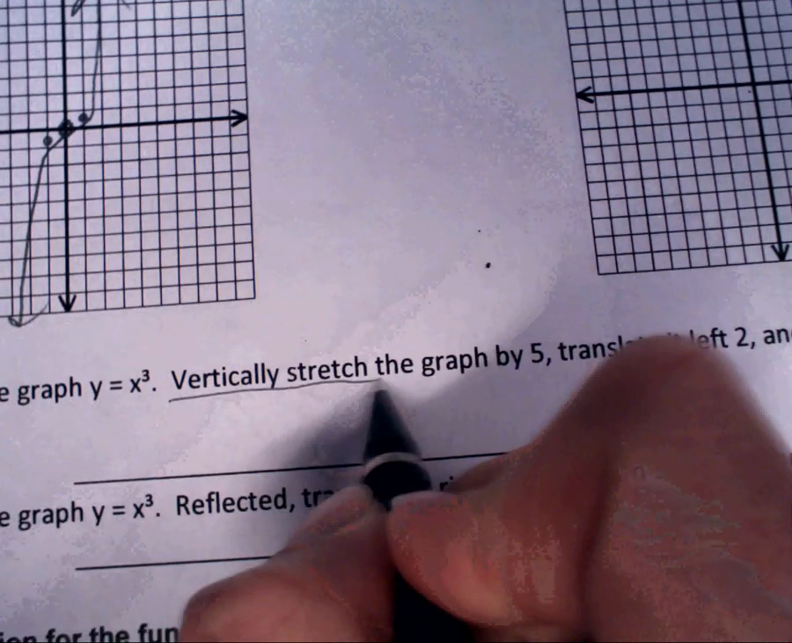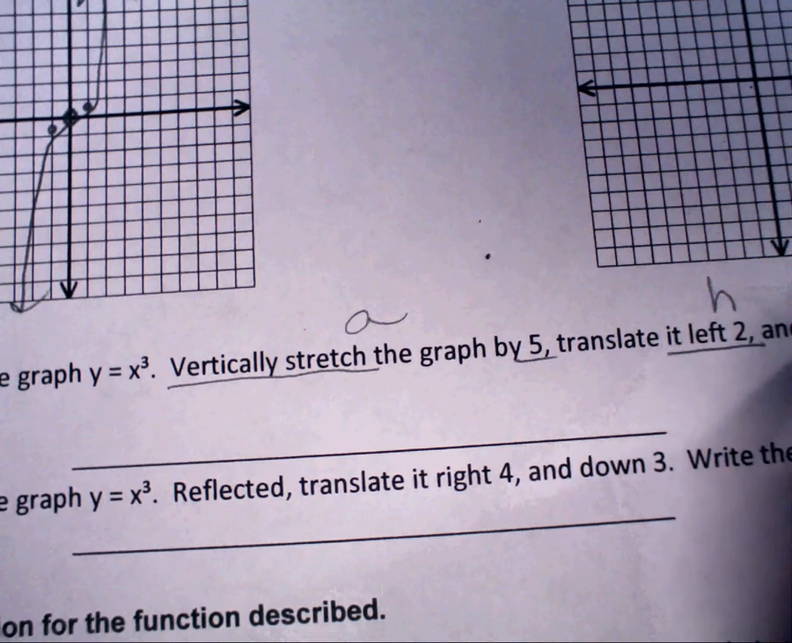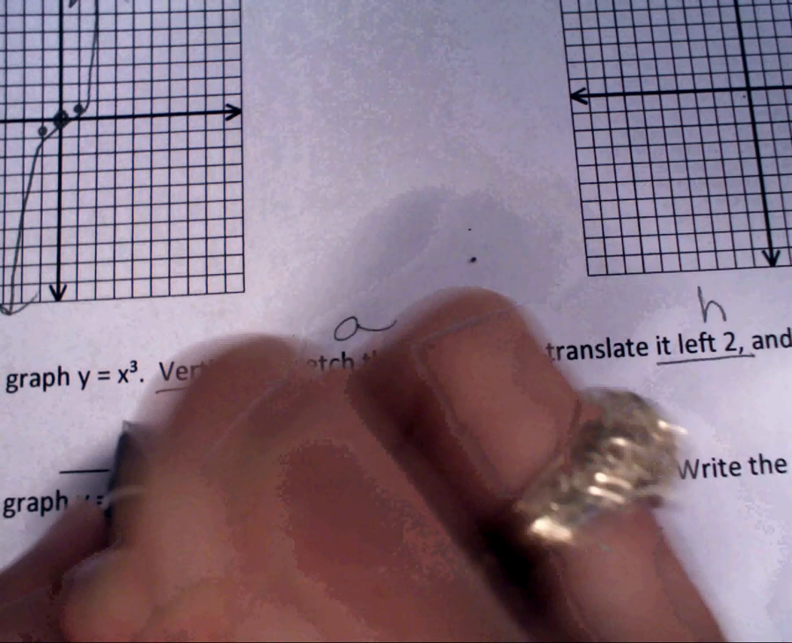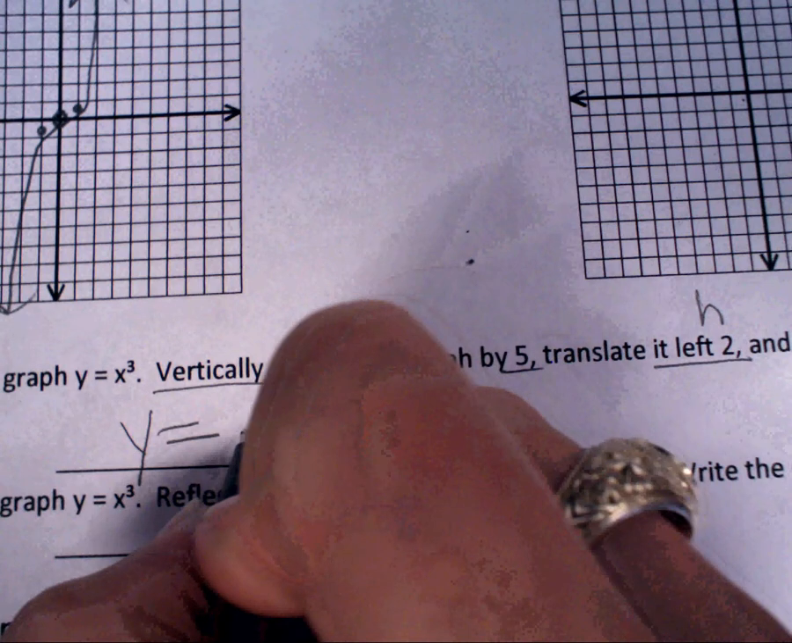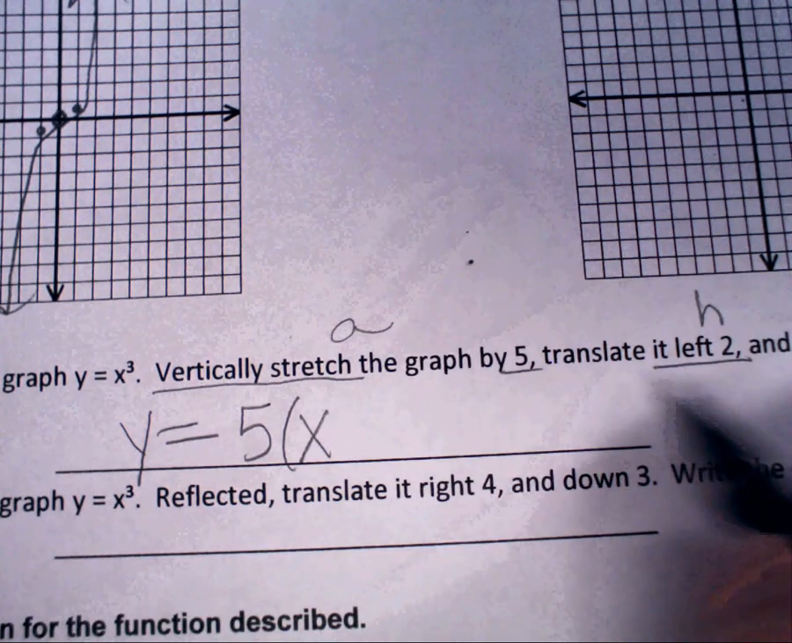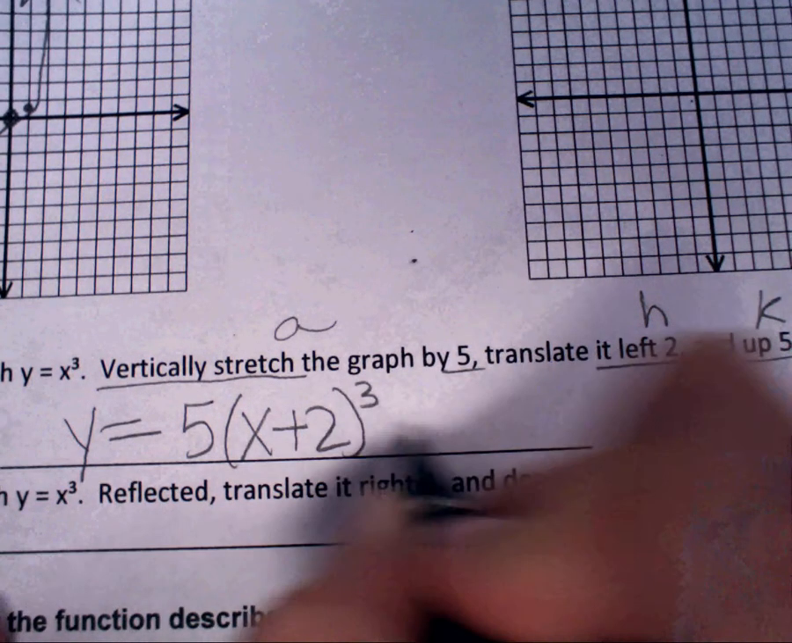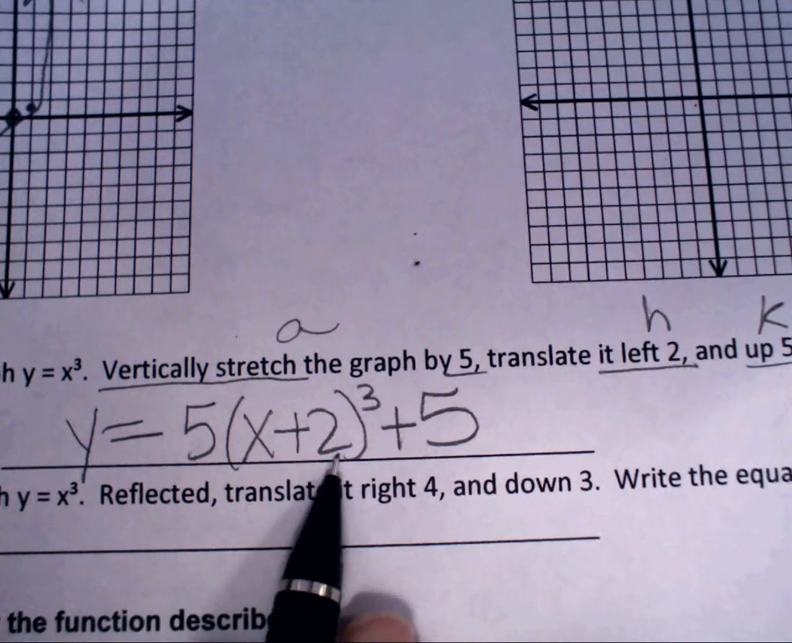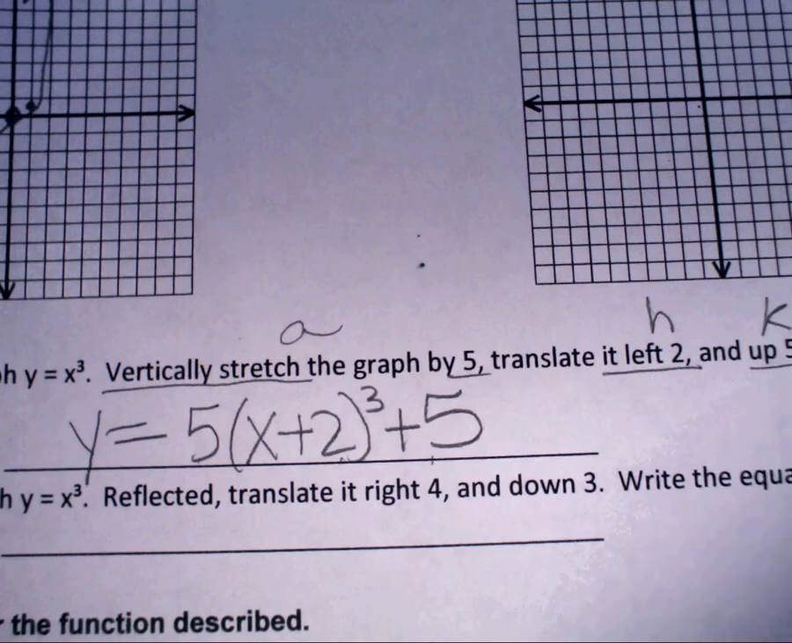So we have a vertical stretch of 5. That is our A. We have a left 2. That's our H. And we have an up 5. That's our K. So in order, y equals, so it's going to go in that equation that we wrote on the back of our little help sheet, A x. Now I have to be careful with h, so it lies to you. So it goes in as plus 2, and up 5 is up 5. So stretch 5, left 2, up 5. So I'll let you try 6 on your own.